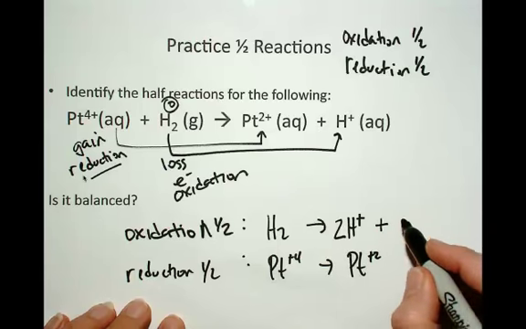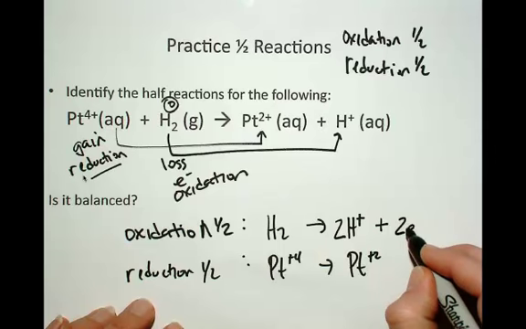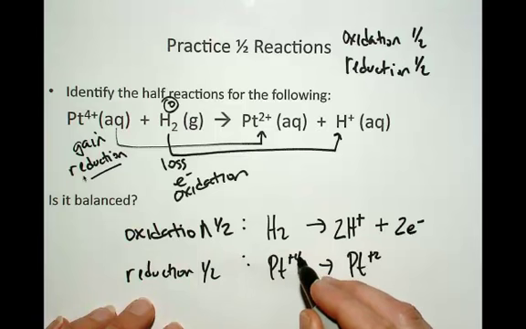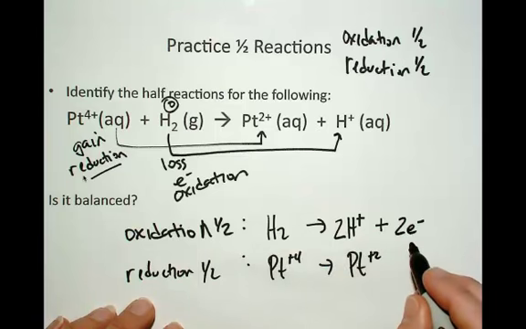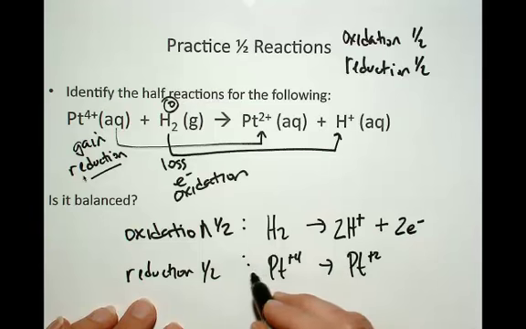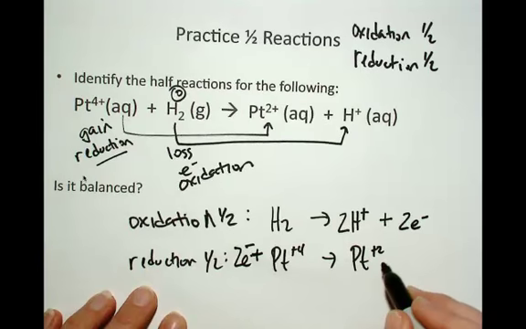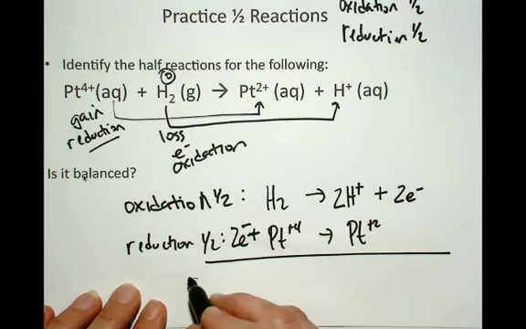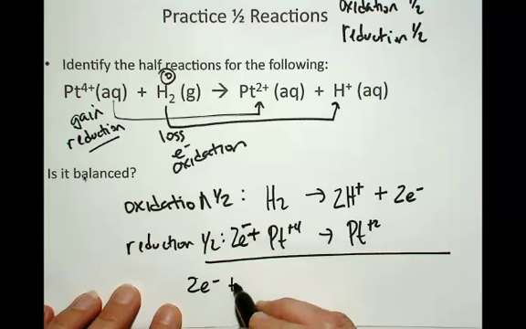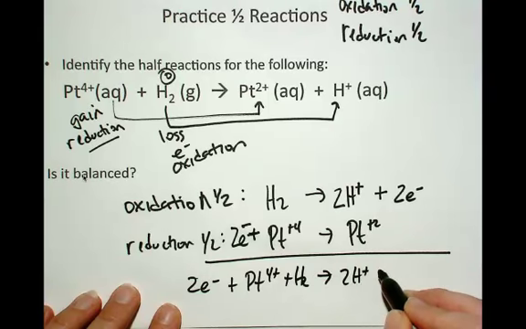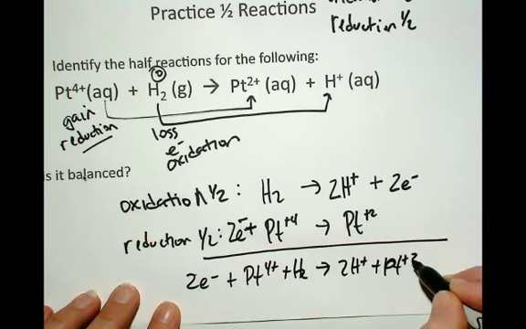So in the case of oxidation, which is loss of electrons, the molecular hydrogen, diatomic hydrogen, is forming two hydrogen ions and giving off two electrons. In this case, the reduction reaction, I should have backed this up a little bit, this must be gaining two electrons, okay, gaining two electrons, because it's going from a +4 to a +2. And then you can see when you add these two half reactions back together, you end up with 2 electrons plus platinum 4+ plus hydrogen to give hydrogen ion plus platinum 2+ plus 2 electrons.